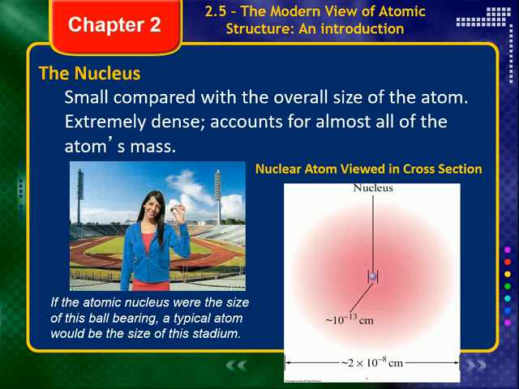To get an idea of the relative size of the electron cloud versus the nucleus, we have this girl right here holding a metal ball bearing, and if the atomic nucleus were the size of this ball bearing that she's holding, a typical atom would be the size of this stadium, meaning the electron cloud surrounding the nucleus would be about the size of the stadium shown here. Keep that in mind. The nucleus is very, very small, very, very dense, and it contains most all of the mass of the atom, but it's very, very small in volume.